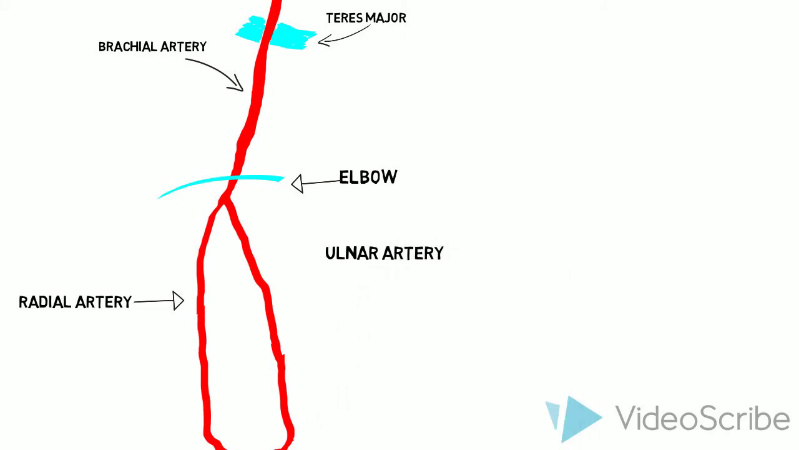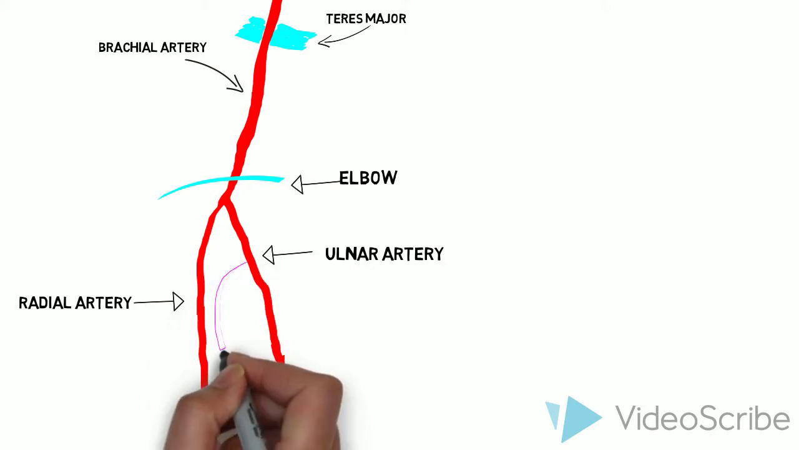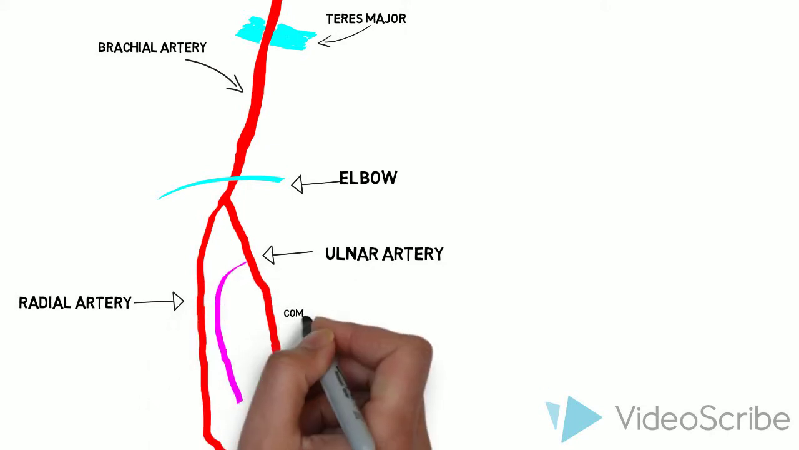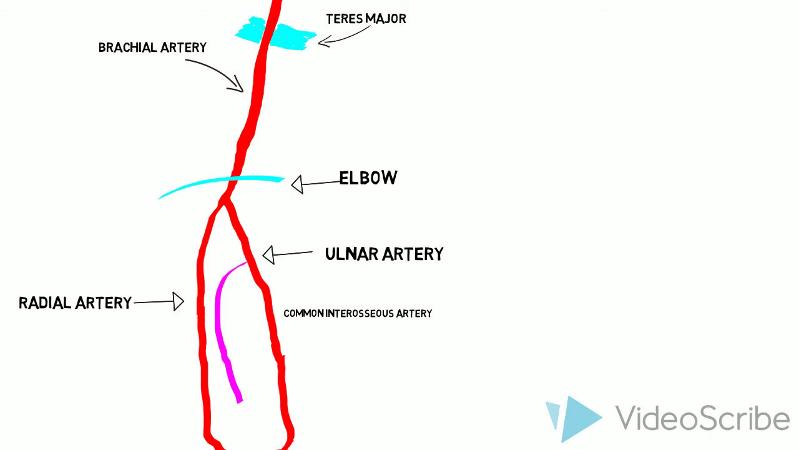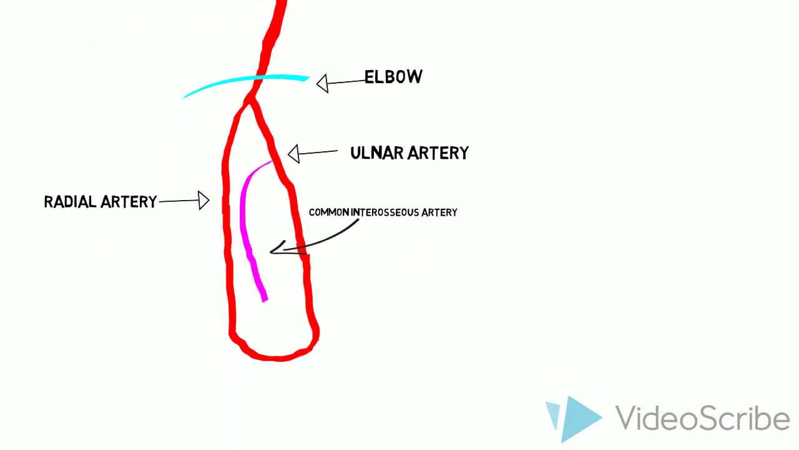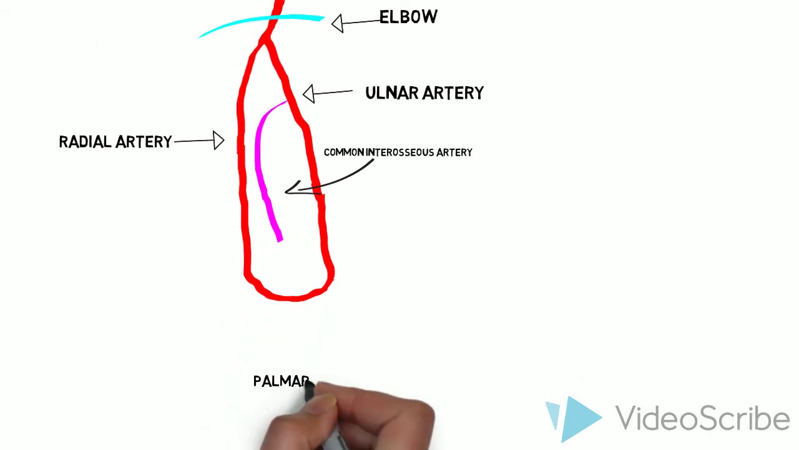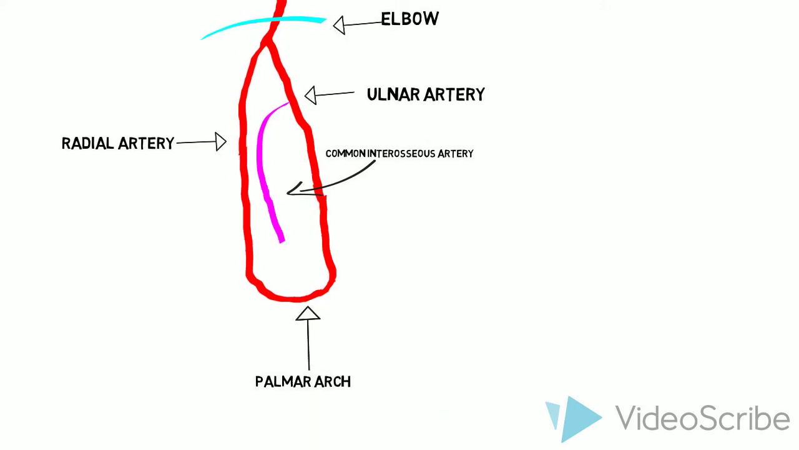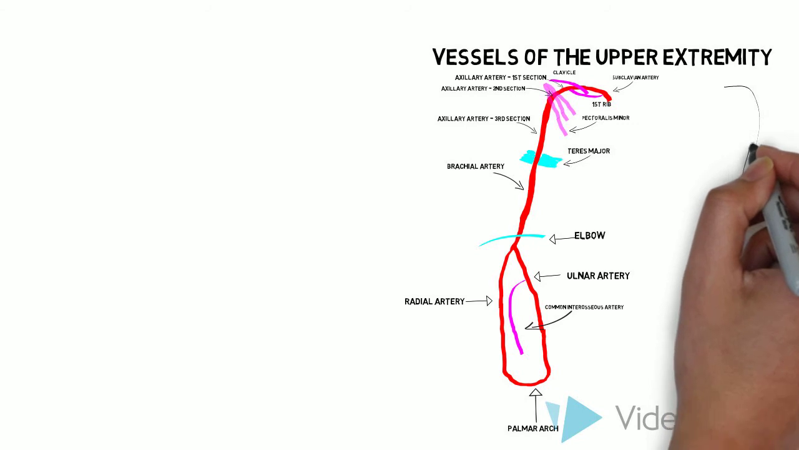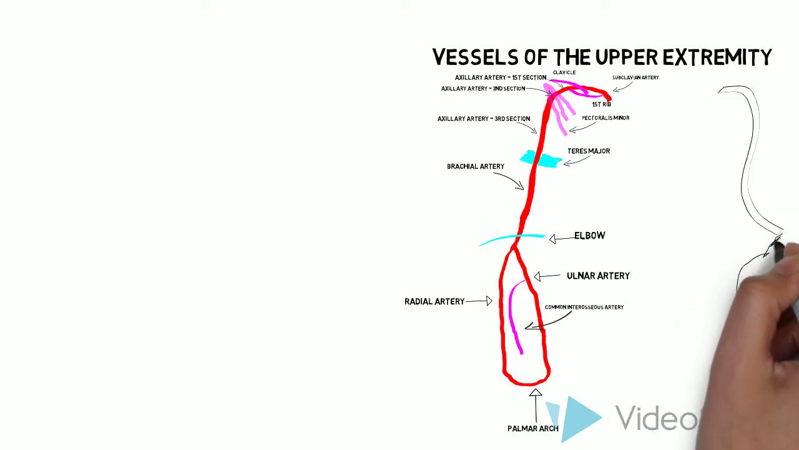And off of the ulnar artery also comes the common interosseous artery, which splits into the anterior and posterior interosseous arteries as well. The radial and ulnar artery meet in the palm of the hand to become the palmar arch, which mixes the arterial flow. So this is what the vessel looks like from the shoulder joint to the palm of the hand.